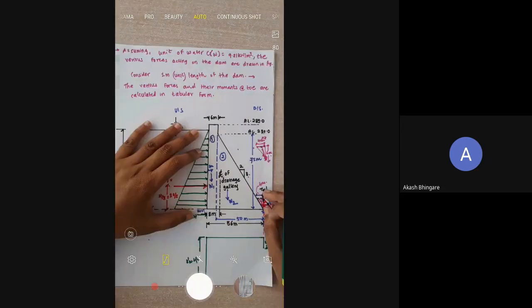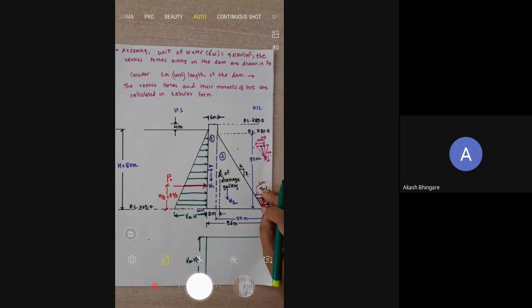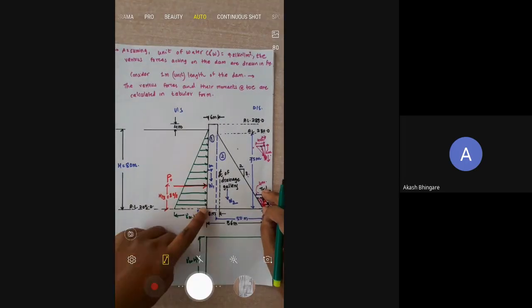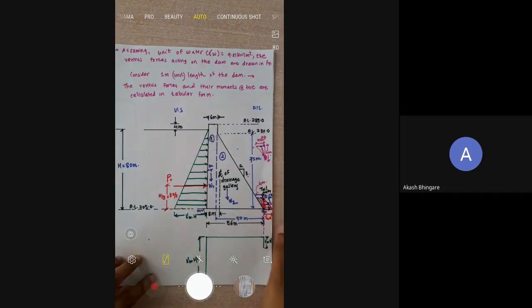Therefore, for the uplift pressure exerted, you have to consider the uplift pressure intensity at the upstream face, or heel face, as this intensity itself. So this same you have to draw over here. Likewise, on the toe side, gamma W into H dash, we have to draw on this side, right? So we are drawing the respective stresses in the uplift pressure distribution diagram.